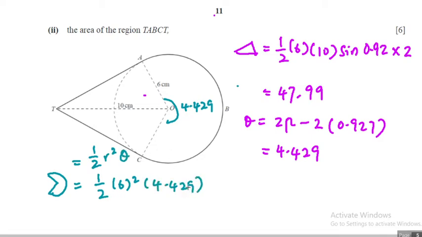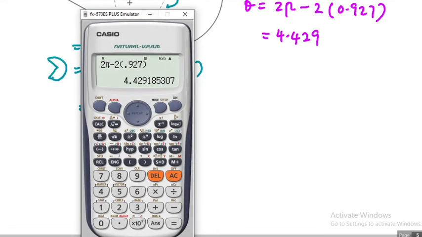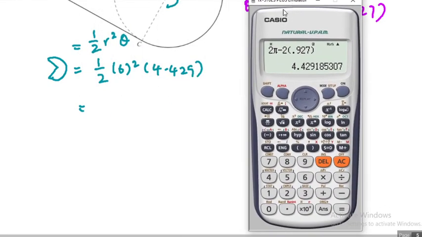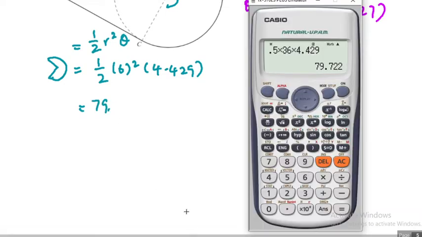So theta is 4.429. So that is 0.5, which is half, times 36, since 6 squared is 36, times 4.429. So that is 79.722.